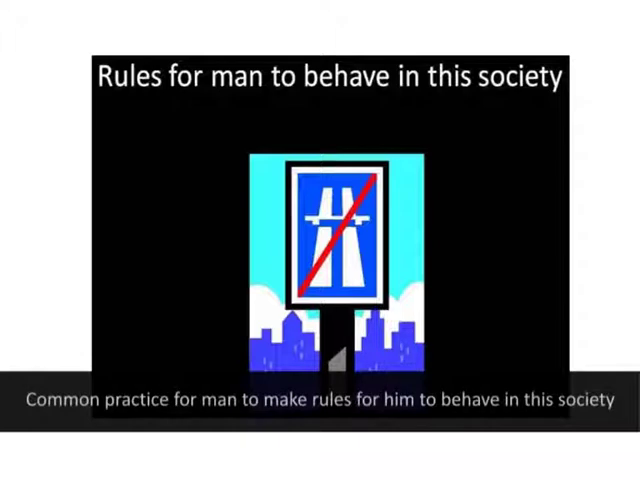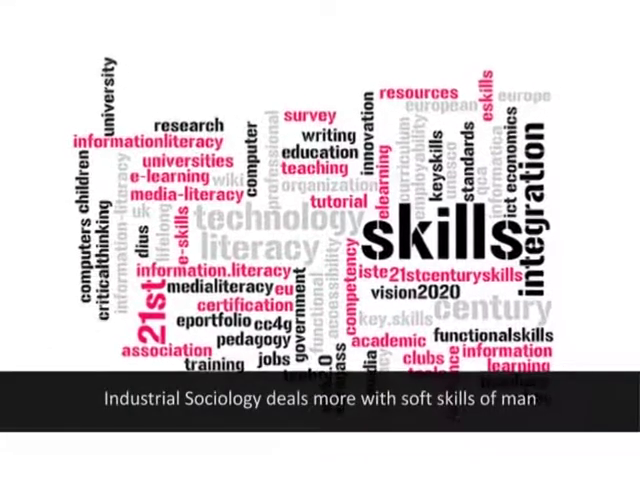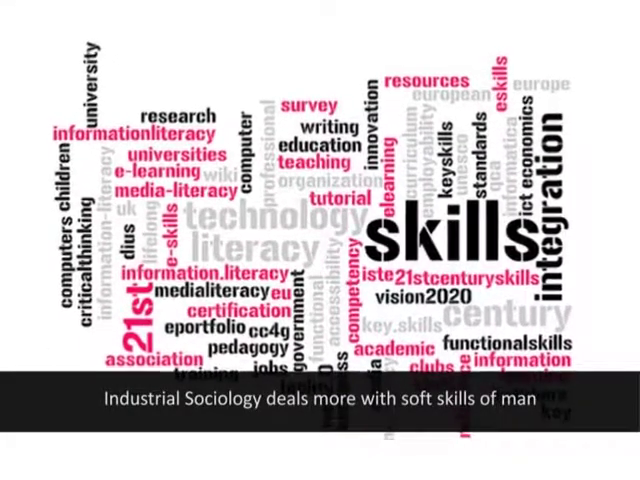It is always a common practice for man to make rules for him to behave in this society. Man-made laws differ from those which are natural and universal. For instance, the rule that human beings must grow and mature. Industrial sociology deals with soft skills of man.